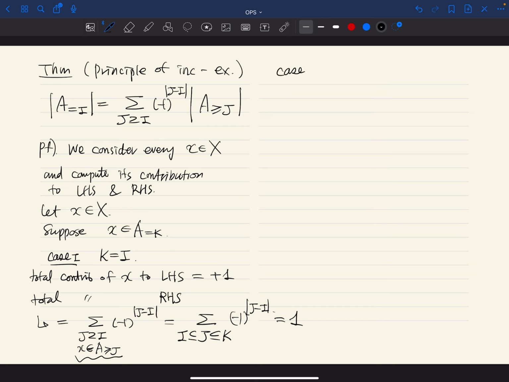But what about the second case? K contains I, but is not equal to I. Now, what is the total contribution of x to the left-hand side?